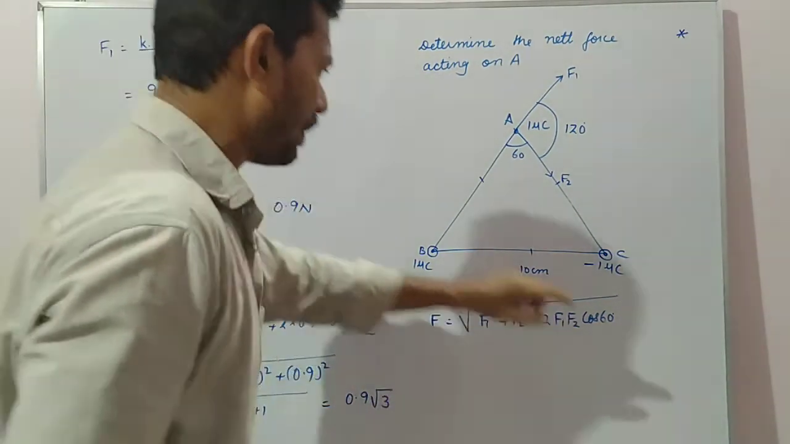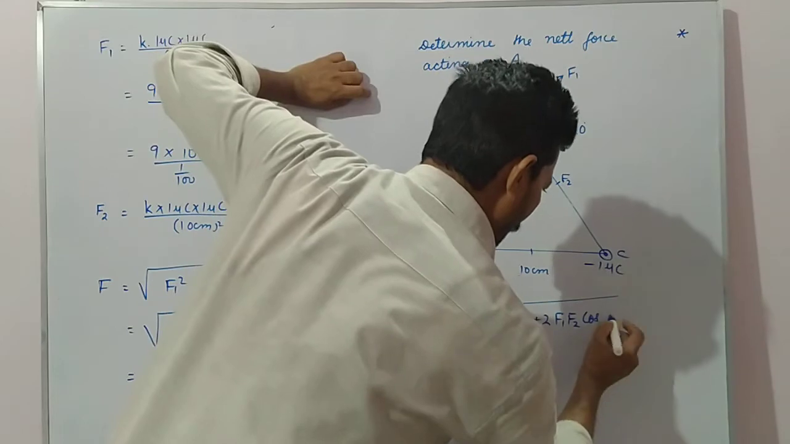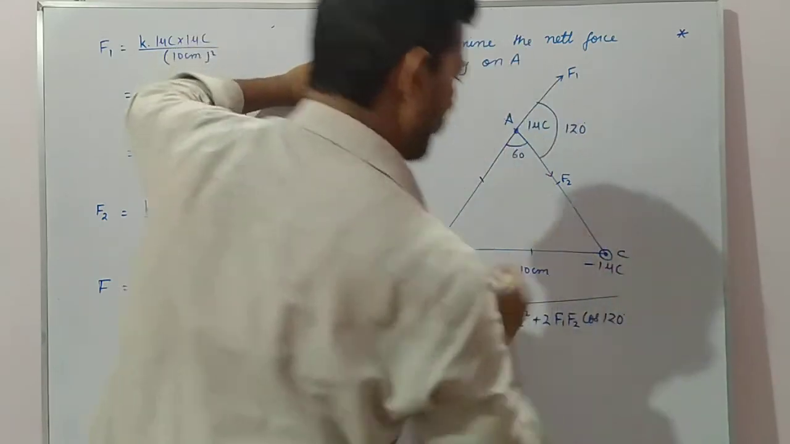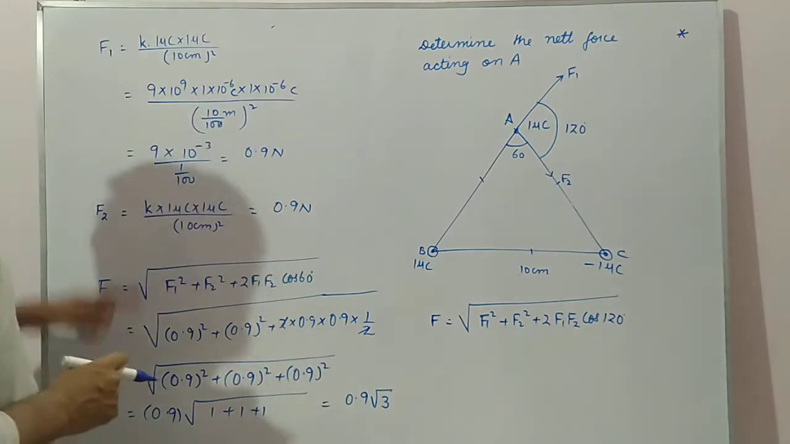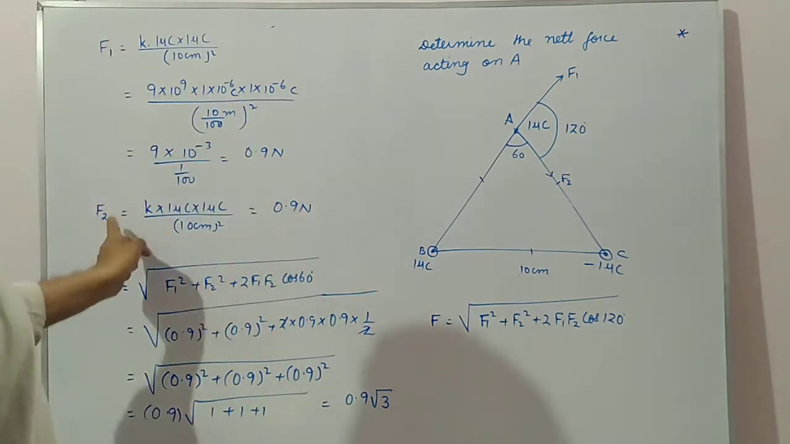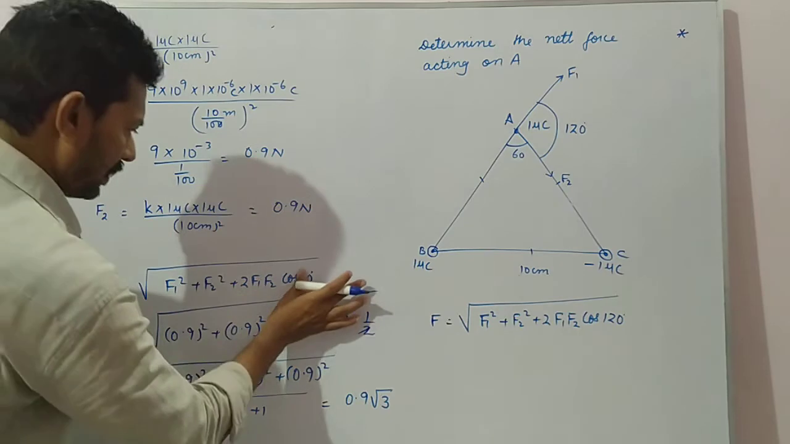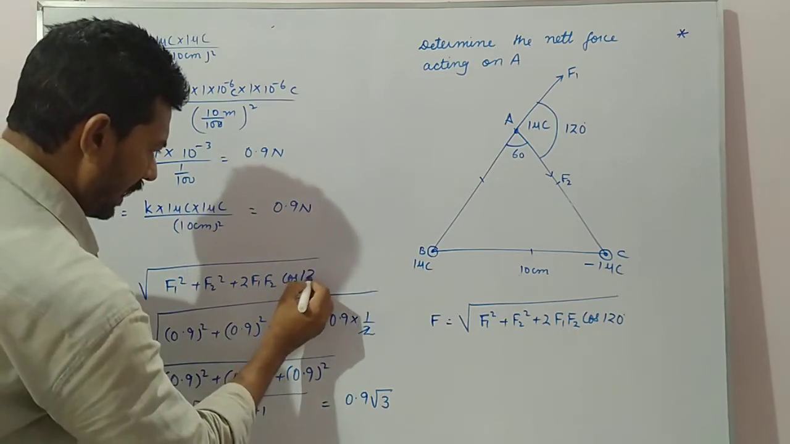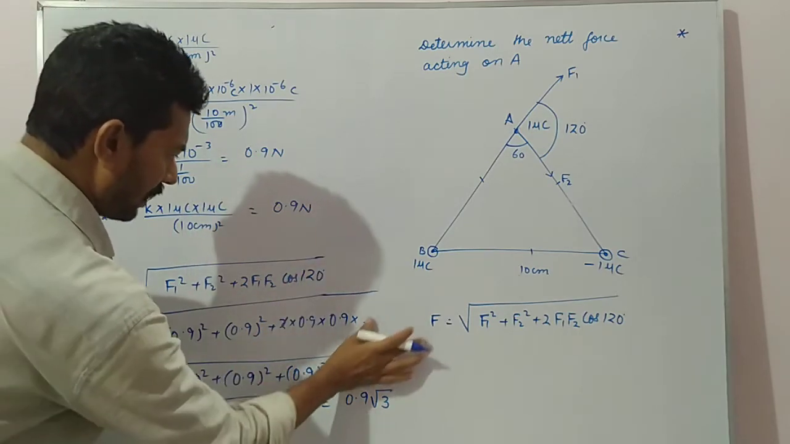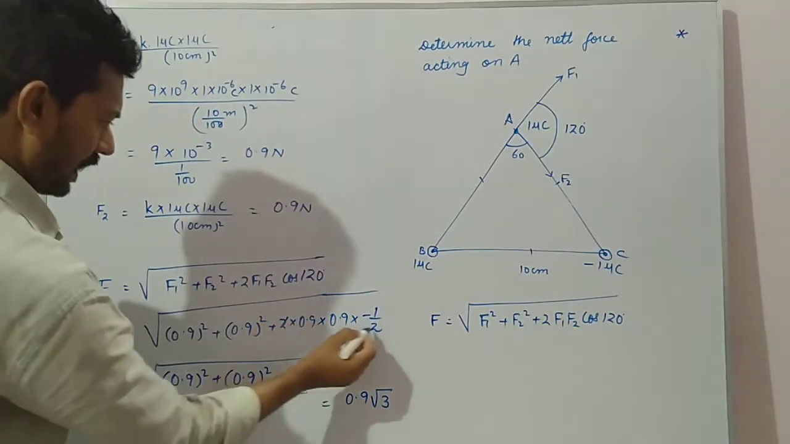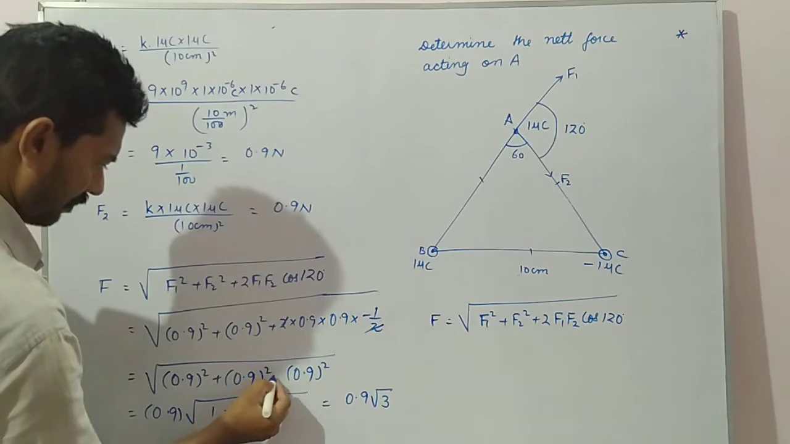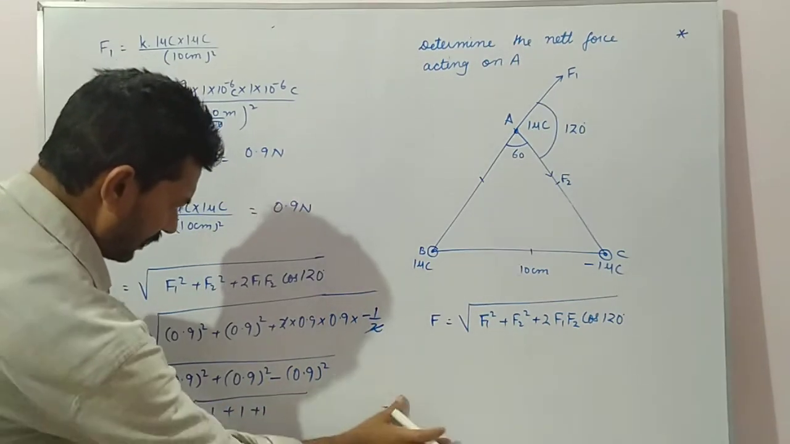So the resultant force F will be root over F1 square plus F2 square plus 2 F1 F2 cos 120 degrees. We are determining F1, and you are getting 0.9. F2 is again 0.9. And the value of cos 120 is minus 1 by 2. So this will cancel out. This is minus 0.9 the whole square.